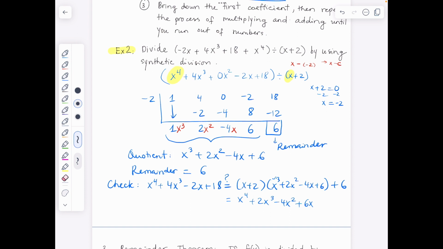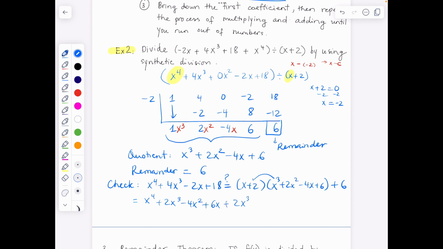And then now we're going to distribute the 2. I'm going to move this over here so we have more room. So 2 times x cubed is plus 2x cubed. 2 times 2x squared is plus 4x squared. 2 times negative 4x is minus 8x. And 2 times 6 is plus 12. And then finally, we have that remainder plus 6 at the end.